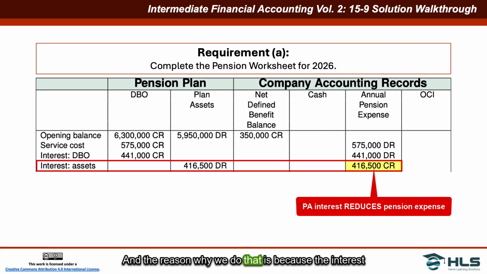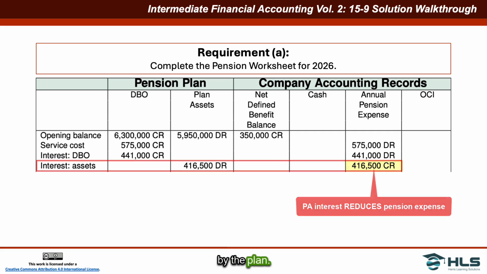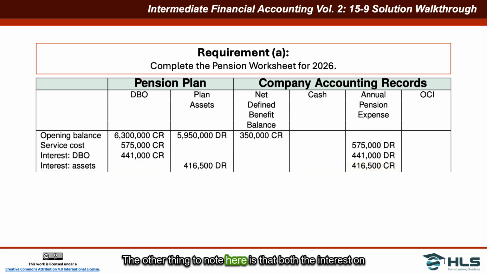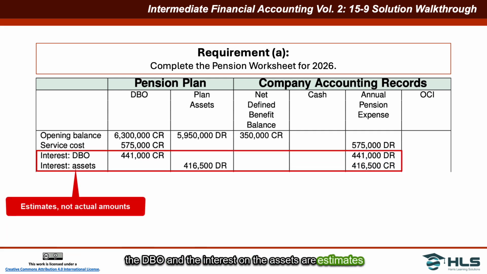And the reason why we do that is because the interest on the obligation increases the expense to the company, but that's offset by any interest earned on the plan assets. So what we're doing essentially is recording the net interest expense, the difference between any interest on the obligation less any interest generated by the plan. The other thing to note here is that both the interest on the DBO and the interest on the assets are estimates.